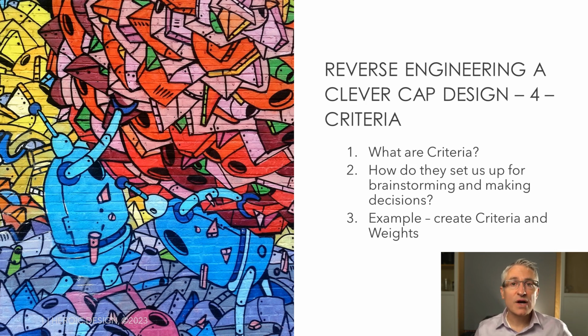Today, we'll learn how criteria set us up for great brainstorming and how they help us make the right decisions on behalf of our users. Then we'll create some criteria for the third subfunction in our design example. By the end, we'll see how the criteria are pointing us toward this particular bottle cap solution.